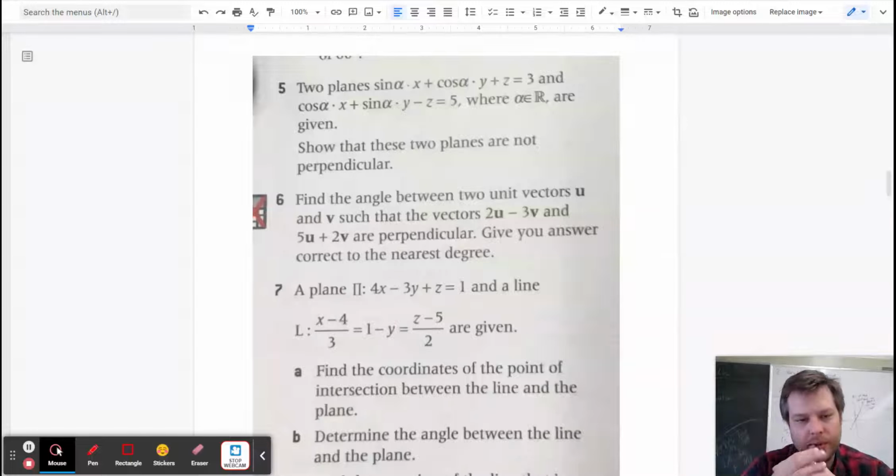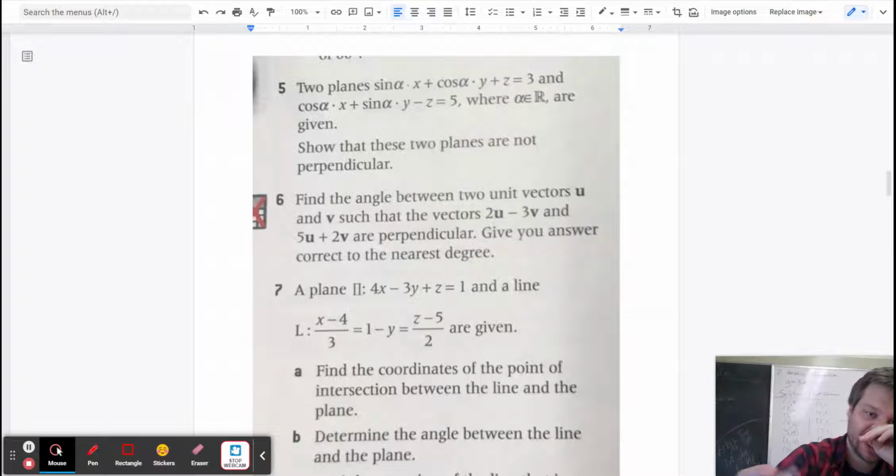All right, one more here. Problem 6, finding the angle between two unit vectors. They don't specify here what dimension we are in. Okay, so I guess let's just pretend that we're in two dimensions.